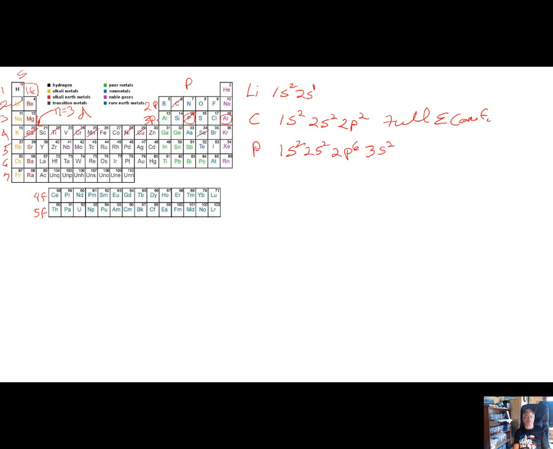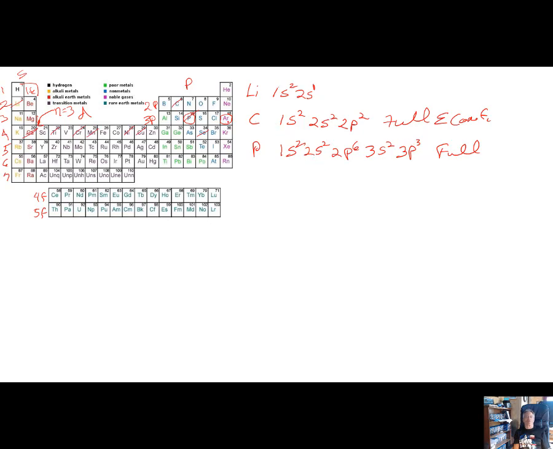Then we come over to the 3p's, and there are 3 electrons in to get to phosphorus, so that's 3p3. That describes the full electron configuration for phosphorus. I'll show you a little bit of a shortcut in just a little bit. You could count up the electrons. There are 15 electrons in phosphorus: 2 plus 2 is 4, plus 6 is 10, plus 2 is 12, plus 3 is 15 electrons.